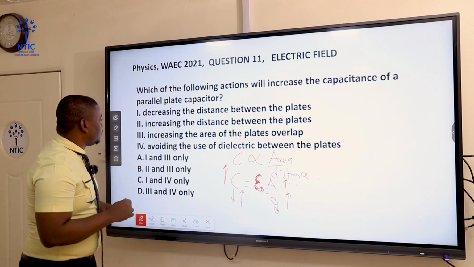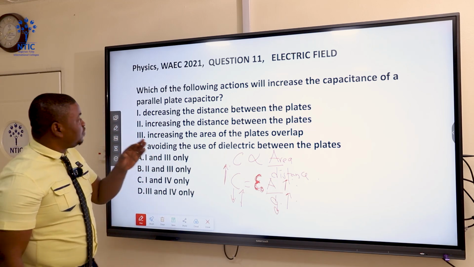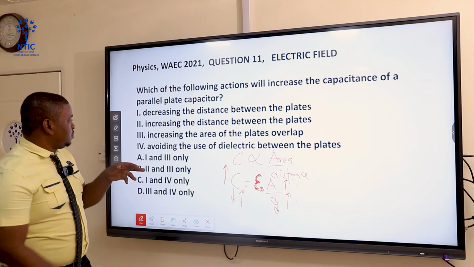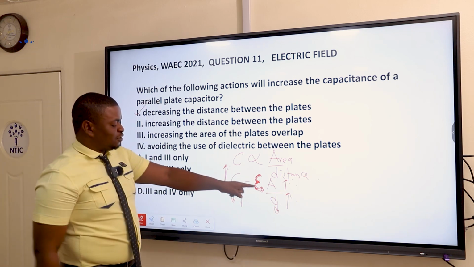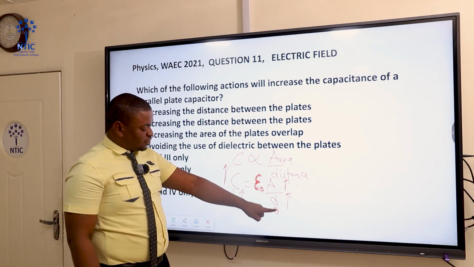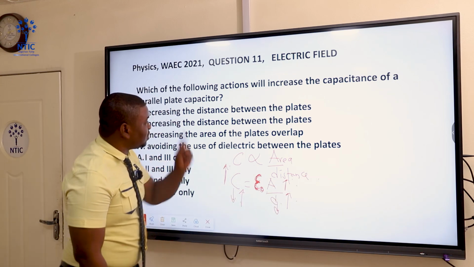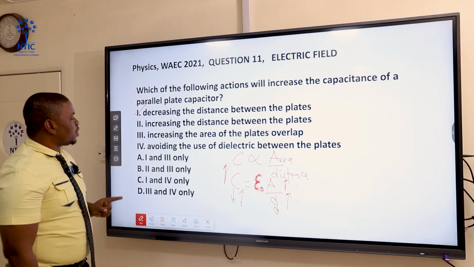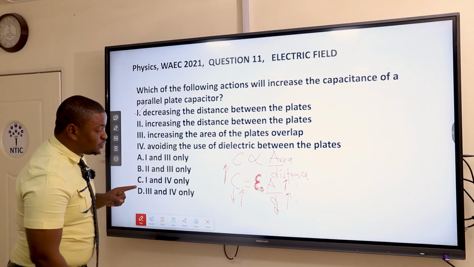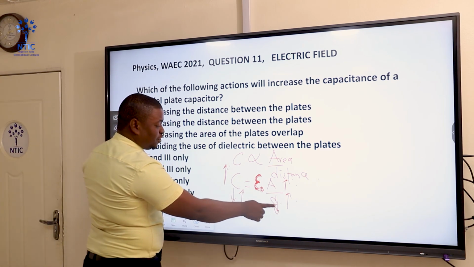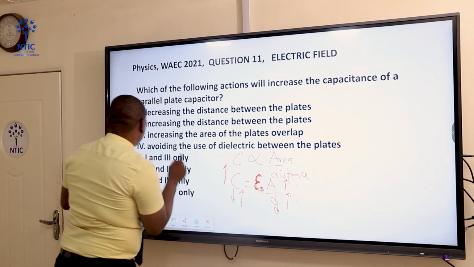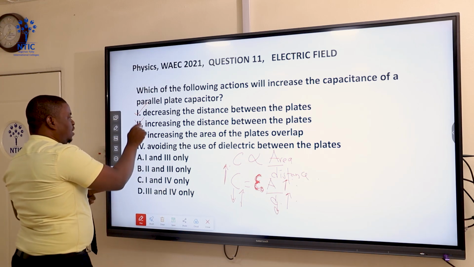So let's go back to the options. The first one said decreasing the distance between the plates, which is correct from what I just explained. If the distance decreases, the capacitance will increase. Now, increasing the distance between the plates, no. If you increase the distance between the plates, the capacitance will reduce. So this one is off, it's not there.